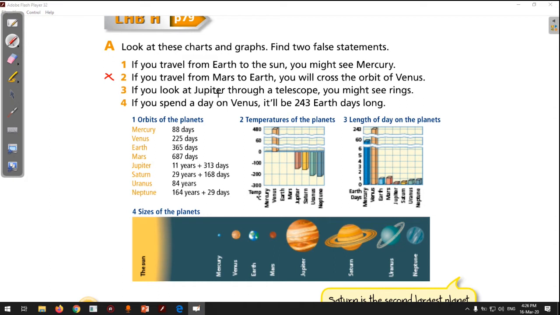If you look at Jupiter through a telescope, you might see rings. Jupiter doesn't have rings around it, so only Saturn and Uranus. Okay, so this sentence is also wrong.